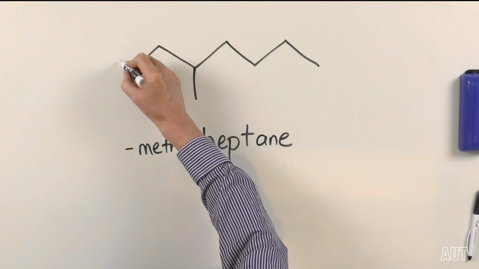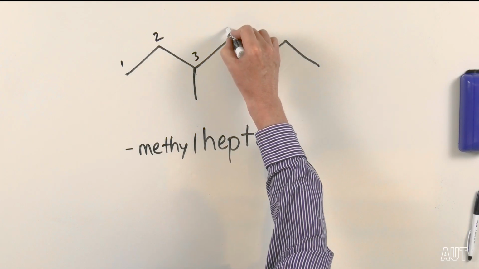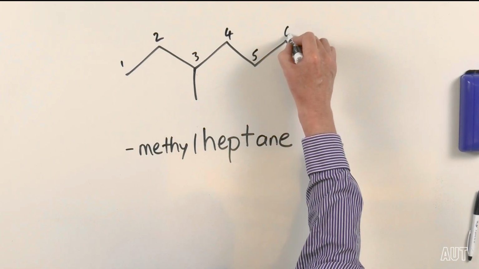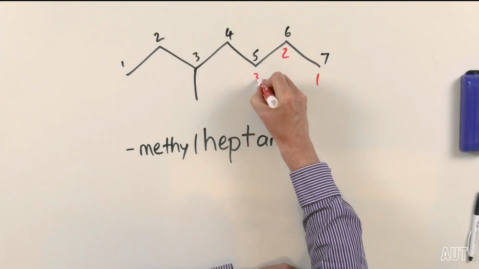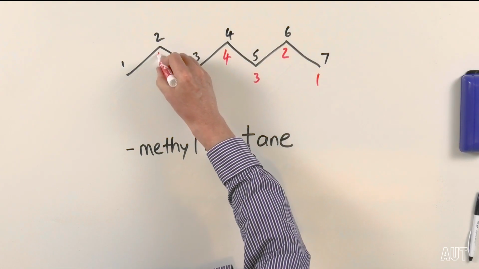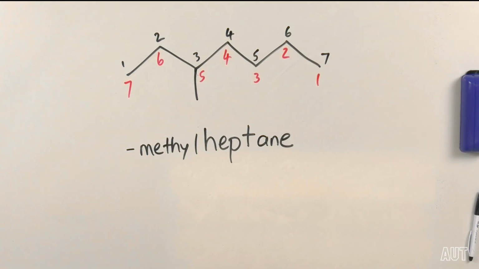We know it's off the longest carbon chain. What carbon is it attached to in the longest carbon chain? Let's number the longest carbon chain: 1, 2, 3, 4, 5, 6, 7. But again, you say, can we number it from the other end? Yes, we can. Does it make a difference? We'll see. So we go 1, 2, 3, 4, 5, 6, 7. And we see in this case, yes, it does make a difference.